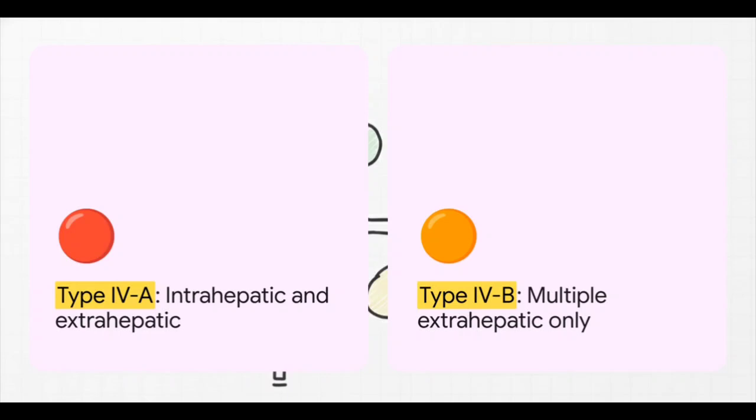Now, type 4 is all about multiple cysts, but you absolutely must know the subvariants. Type 4A features dilation of both the intrahepatic and extrahepatic bile ducts. It literally crosses the boundary. Type 4B, on the other hand, is strictly multiple extrahepatic bile duct cysts only. The liver itself is totally spared. Examiners love, and I mean love, to test this exact distinction. So lock in this visual right now. IVA is everywhere, IVB stays strictly outside the liver.